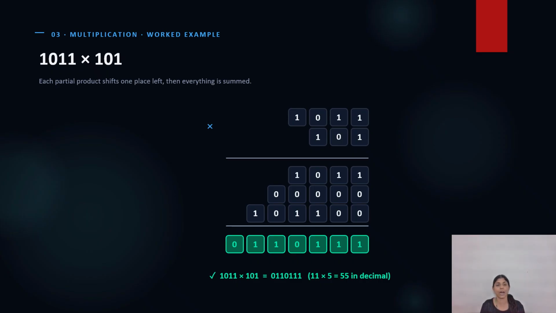This is the way you have to do the multiplication. Check the resultant: first row 1011, partial product 1, all zeros. Partial product 2, 1011 with 2 zeros appended, partial product 3. So each partial product should be shifted one place left. Okay. After summing, this is the result you got. This is how you have to do multiplication.